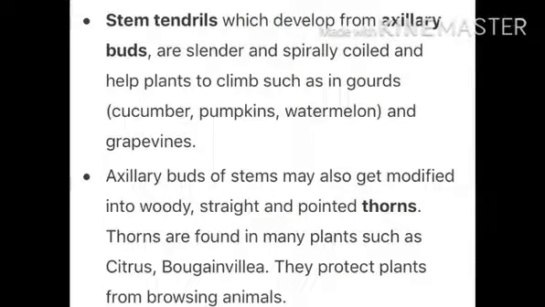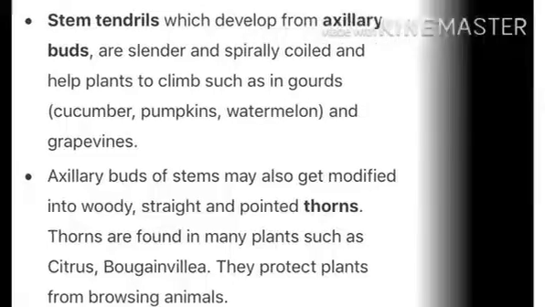Stem tendrils, which develop from axillary buds, are cylindrical and spirally coiled and help the plant to climb, such as in cucumber, pumpkin, watermelon and grapevine. Axillary buds of the stem may also get modified into woody, straight and pointed thorns. Thorns are found in many plants such as cactus and bougainvillea. They protect the plant from browsing animals also, meaning animals may not eat the plant because of the thorns.